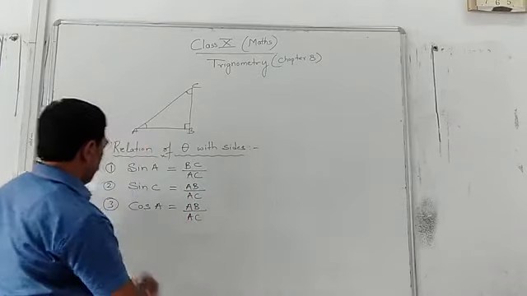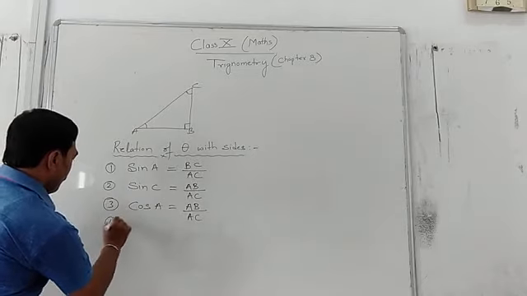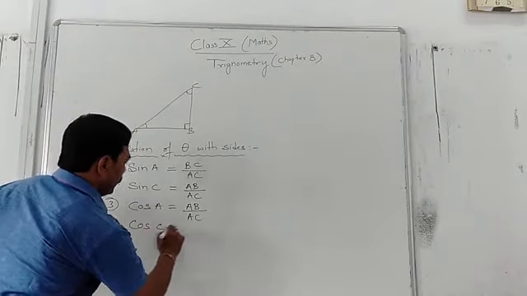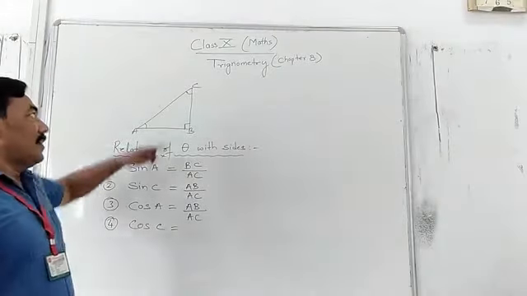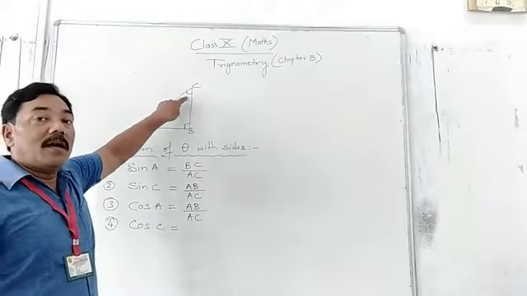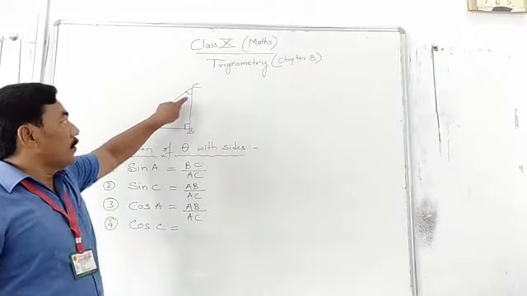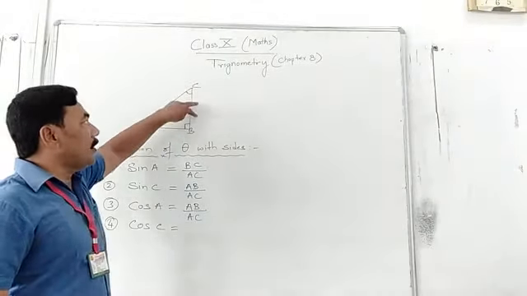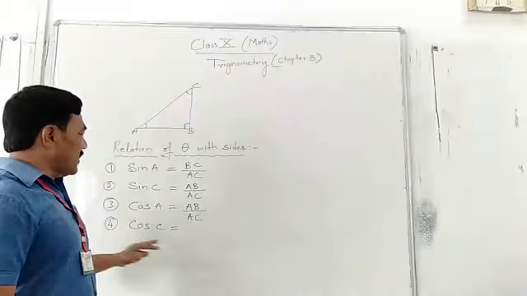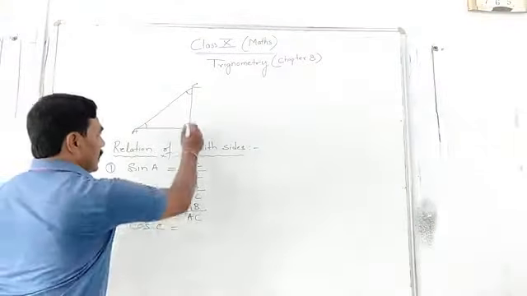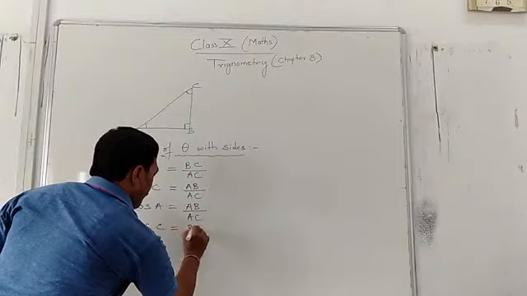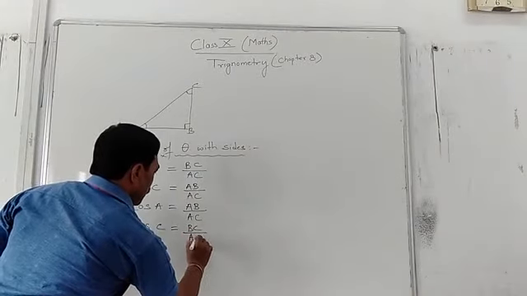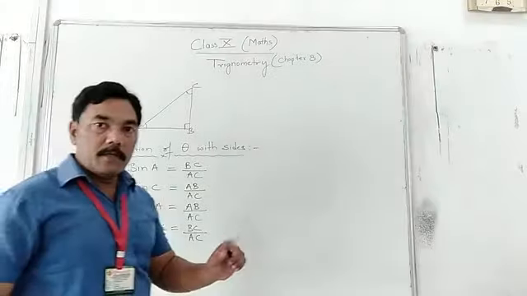Clear? In the same manner, cos C. Theta is C, so the side opposite to angle C is the perpendicular, which means the base is BC. So cos C is BC upon hypotenuse AC. Okay, clear?